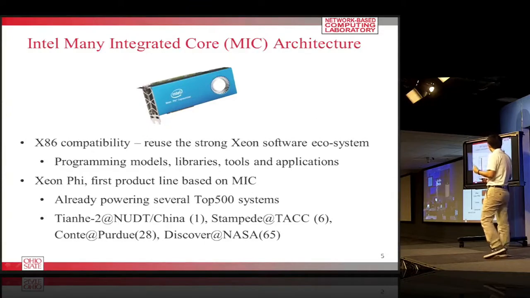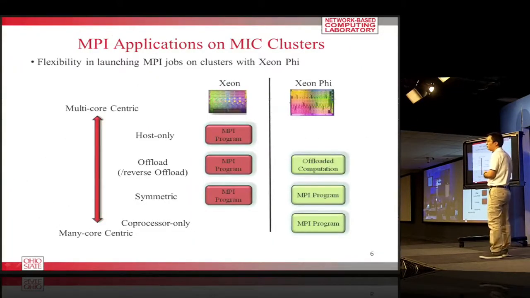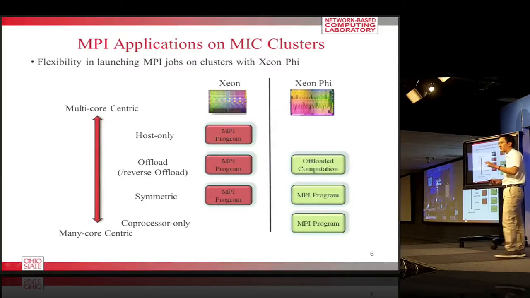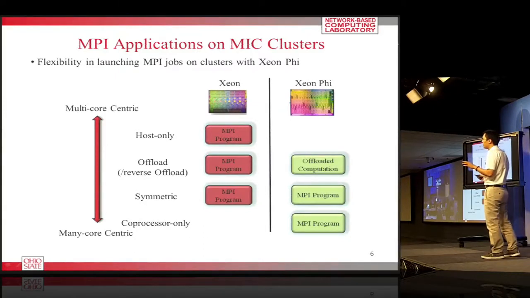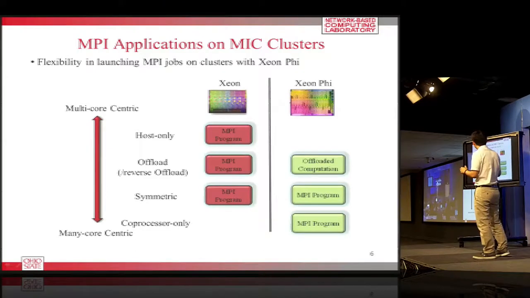So in MIC clusters, we have more flexibility for MPI applications. For example, here we list four different models for MPI applications. The host-only model means the MPI processes run only on the host. And there's also the offload model. It means the MPI process runs on the host, but we can offload the computation-intensive part to the MIC. The third one is the symmetric model.